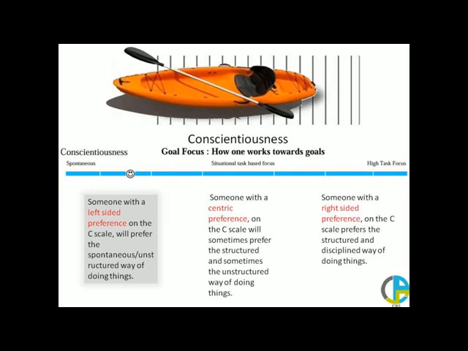Someone with a left-sided preference like yourself on the C scale will prefer the spontaneous, unstructured way of doing things. You tend to approach goals in a casual manner. For you, being flexible is more valued than being planful. Performing tasks in a structured way tends to be draining or energy consuming. Managing deadlines could be a challenge. Achieving a goal may either depend on your ability, skill, and talent, or on someone in your environment creating the discipline for you to perform. You may be perceived by others as distracted, unorganized, unproductive, or irresponsible.